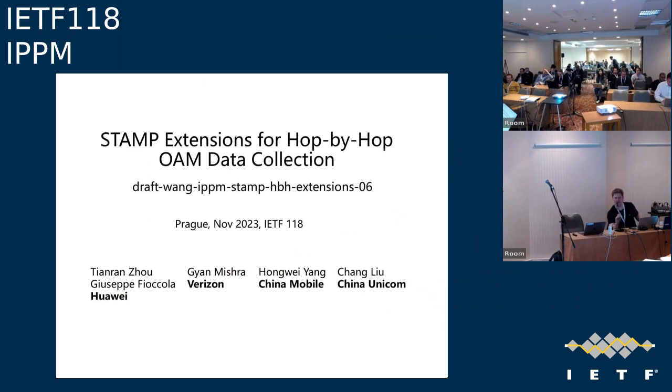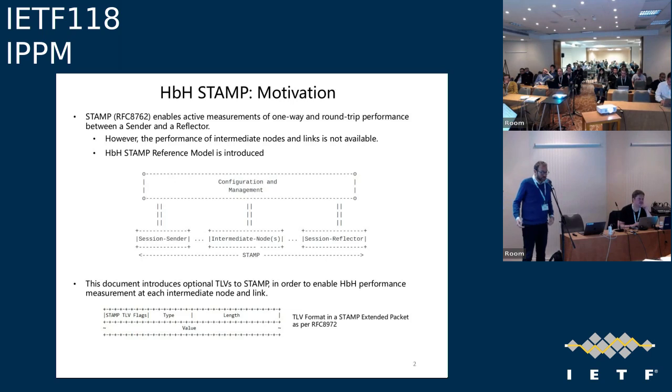We have STAMP extensions for Hop by Hop. Hello, everybody. I'm presenting on behalf of the co-authors about the STAMP extension for Hop by Hop data collection. So next slide. What is the motivation for this draft? You all know the STAMP RFC, and that enables active measurement of one-way and round-trip performance between a sender and a reflector. However, the performance of intermediate nodes is not available.